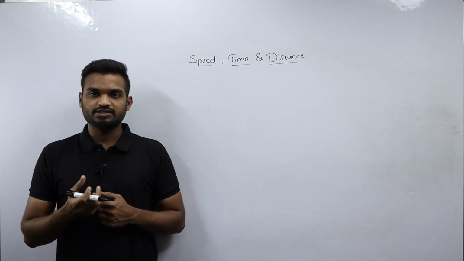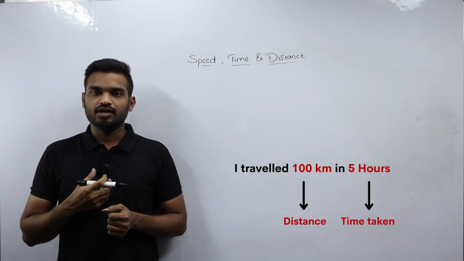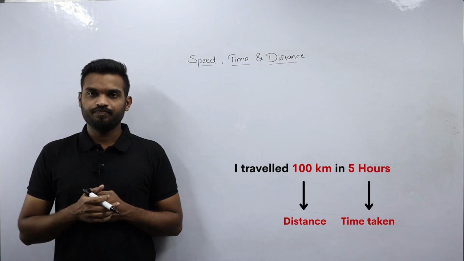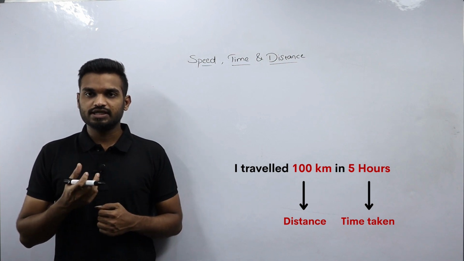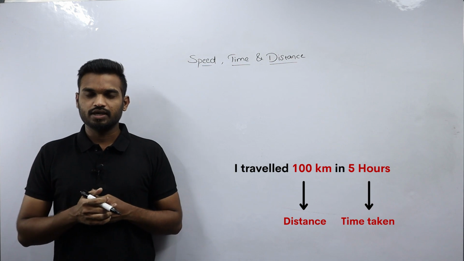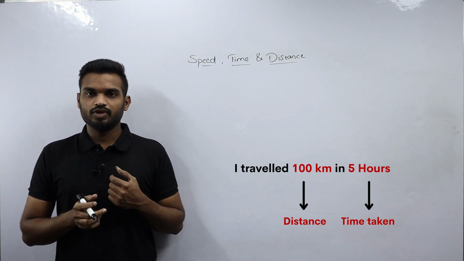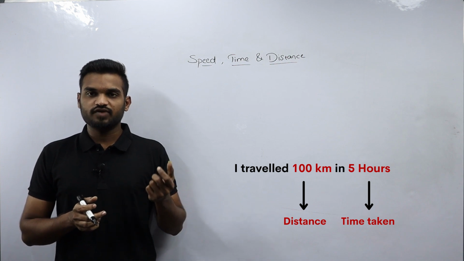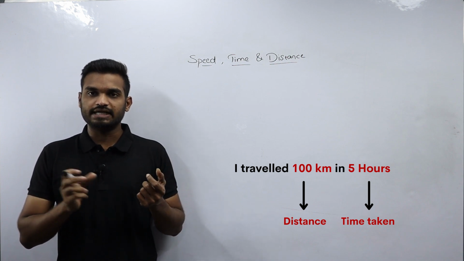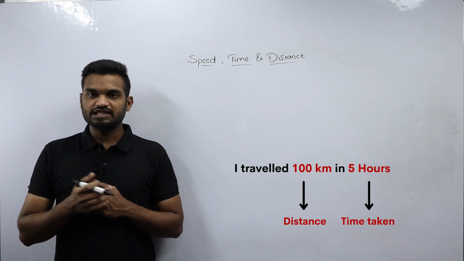Suppose, take an example: consider that I travelled 100 kilometers in 5 hours. Here, 100 kilometers is the distance travelled by me, and 5 hours is the amount of time taken by me to travel that 100 kilometers. Now, what is speed?